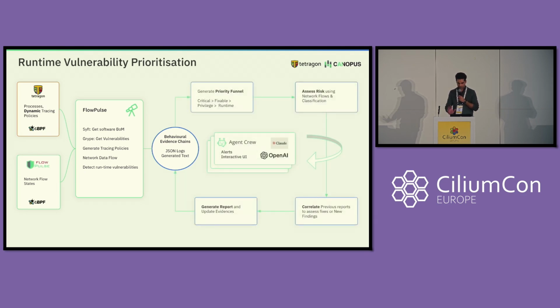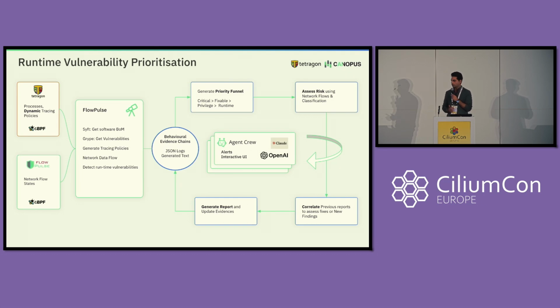The workflow looks like this. The agentic crew first generates the priority funnel, which takes the vulnerabilities through critical, how many are fixable, how many are running in privileged containers, to how many are exploitable at runtime. That reduces the vulnerability count significantly. Then the agents assess the risk using data flows and classification. Is it a container that talks to a sensitive database, or is it externally facing, which can increase the risk? And then they correlate previous reports that have been generated to look at whether there are any updates or changes in the application. And finally, they generate a report for every container vulnerability that needs to be actioned.